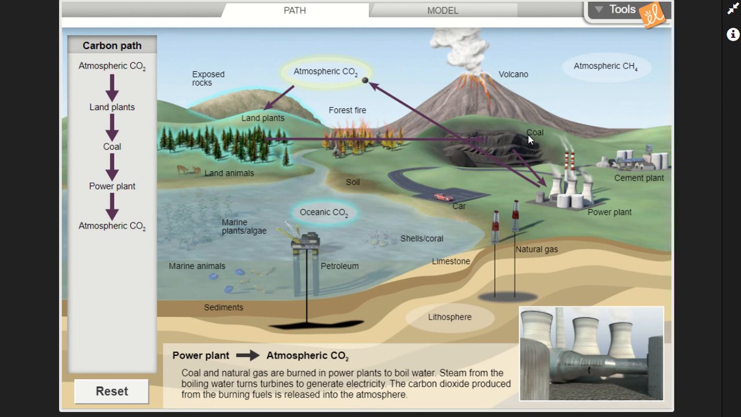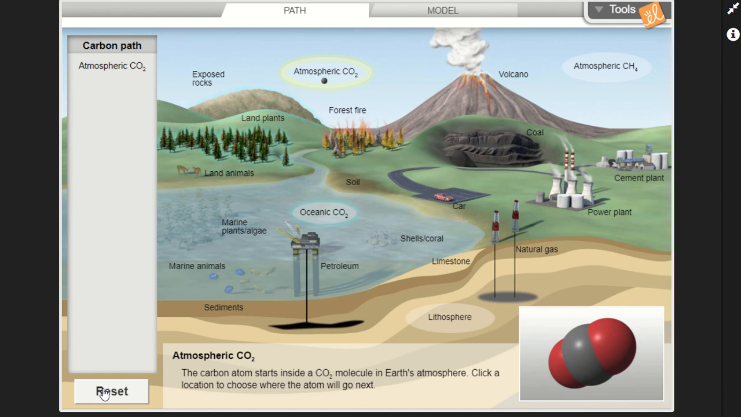Okay, so you see where it says coal, so I give you the steps on how we get coal back into the atmosphere. Now I'm going to reset. I'm going to wait a second, let you get that in. Now I'm going to reset, and now we're going to do it for petroleum.